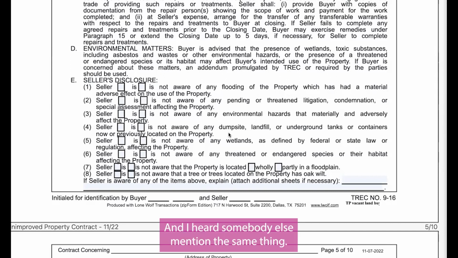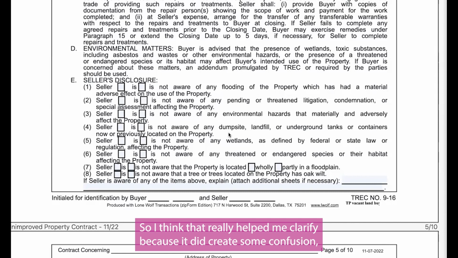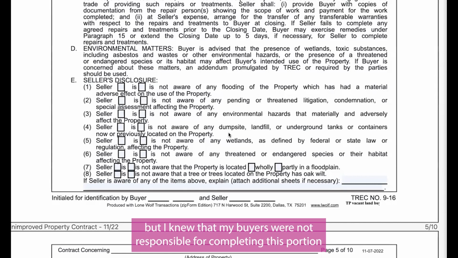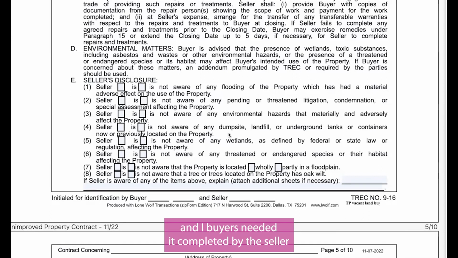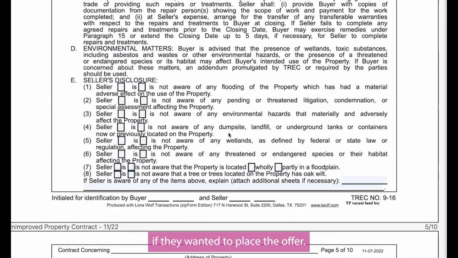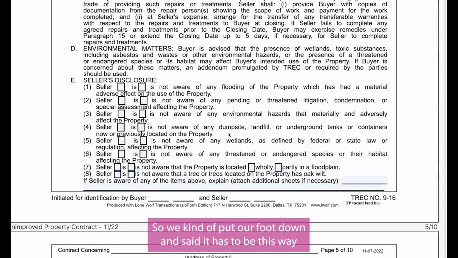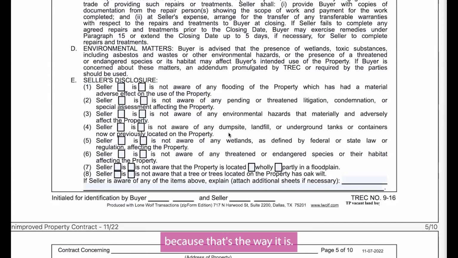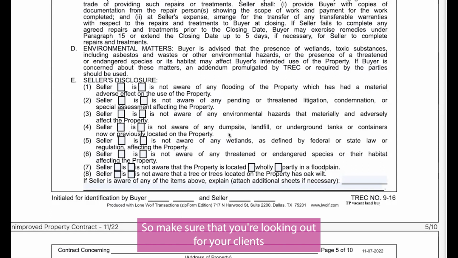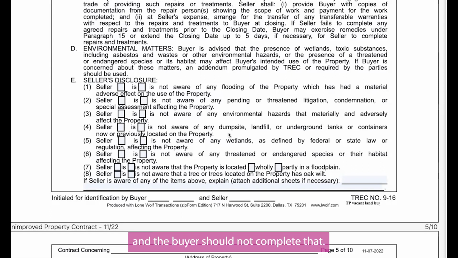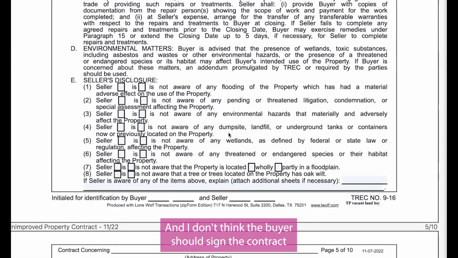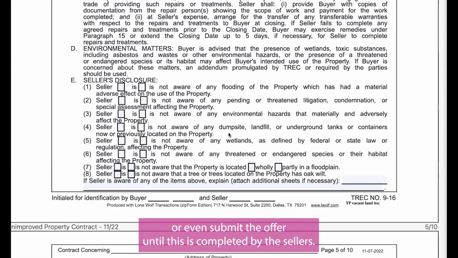And I heard somebody else mention the same thing. So I think that really helped me clarify, because it did create some confusion, but I knew that my buyers were not responsible for completing this portion, and my buyers needed it completed by the seller if they wanted to place the offer. So we kind of put our foot down and said, it has to be this way because that's the way it is. So make sure that you're looking out for your clients, and the buyer should not complete that. And I don't think the buyer should sign the contract or even submit the offer until this is completed by the sellers.